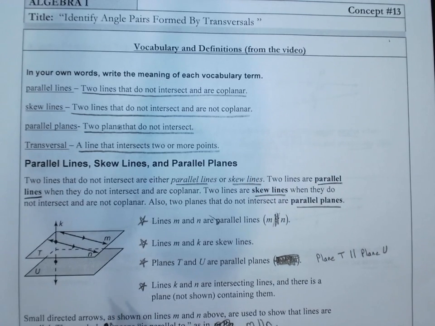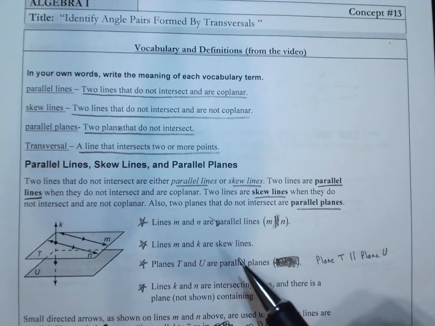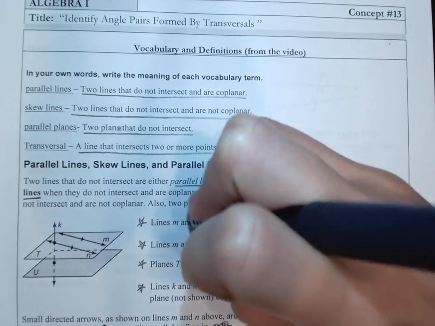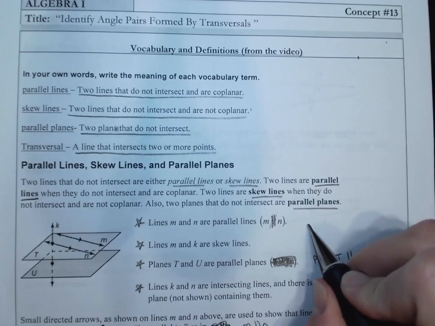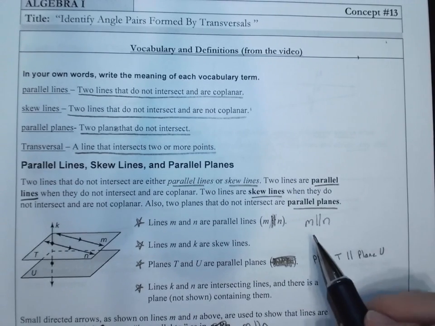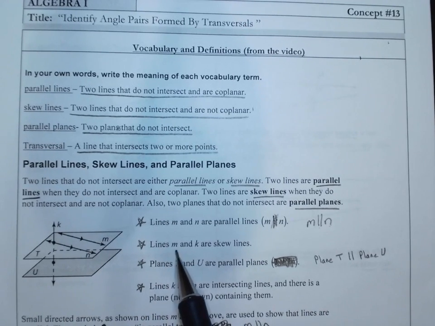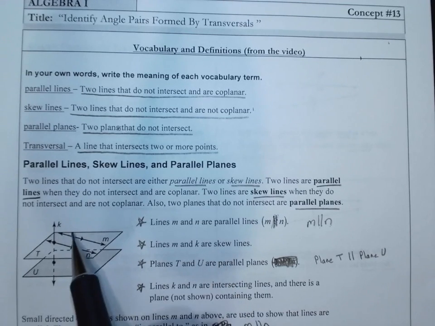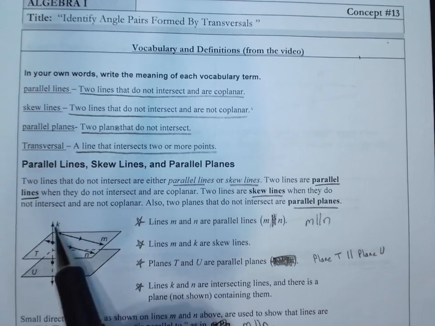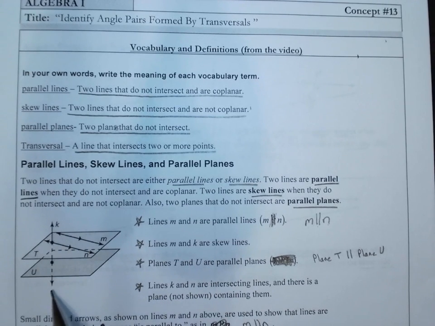So here's a picture to help us understand a few of these vocabs. Notice here it tells us lines M and N are parallel lines. The notation, sorry, it's hard to see there, M is parallel to line N. So notice here the little arrows show that these two lines are parallel to each other. Lines M and K are skew. So notice M is in plane T and K is in a plane we can't see here, but it intersects plane T, but it's not in plane T.